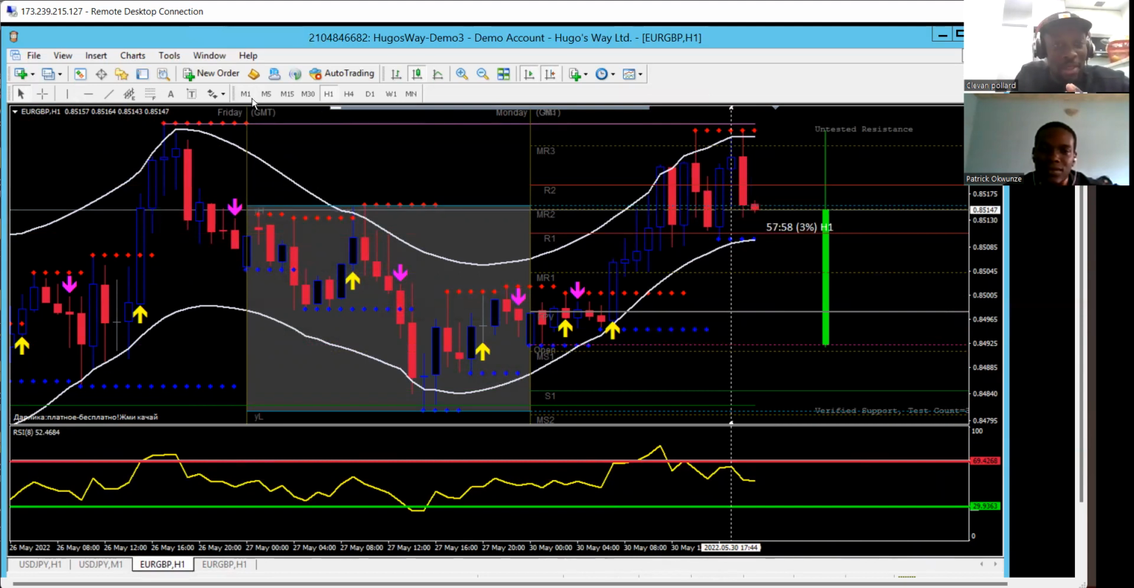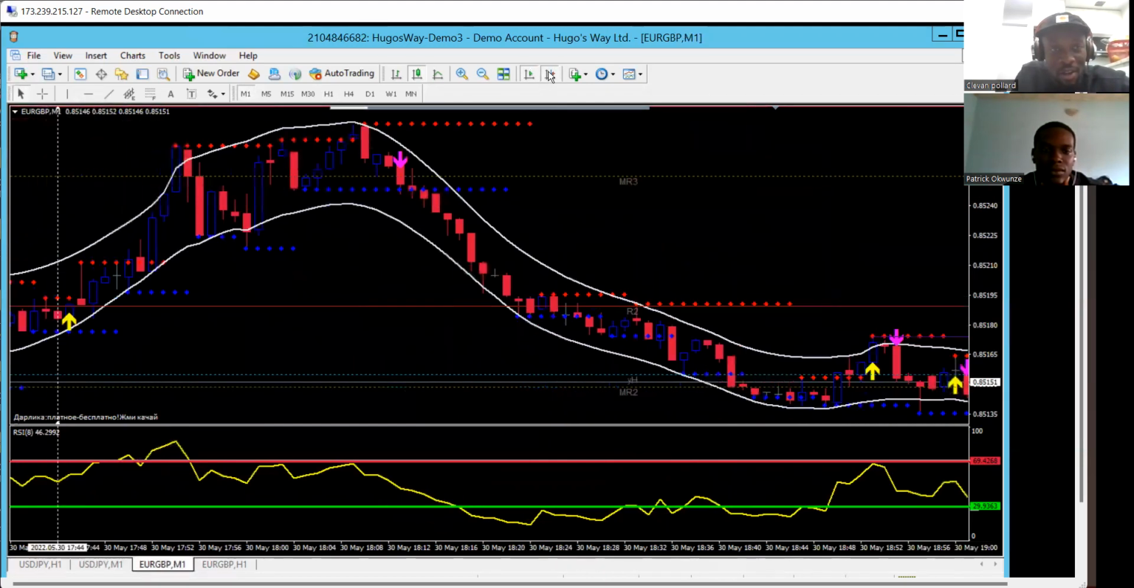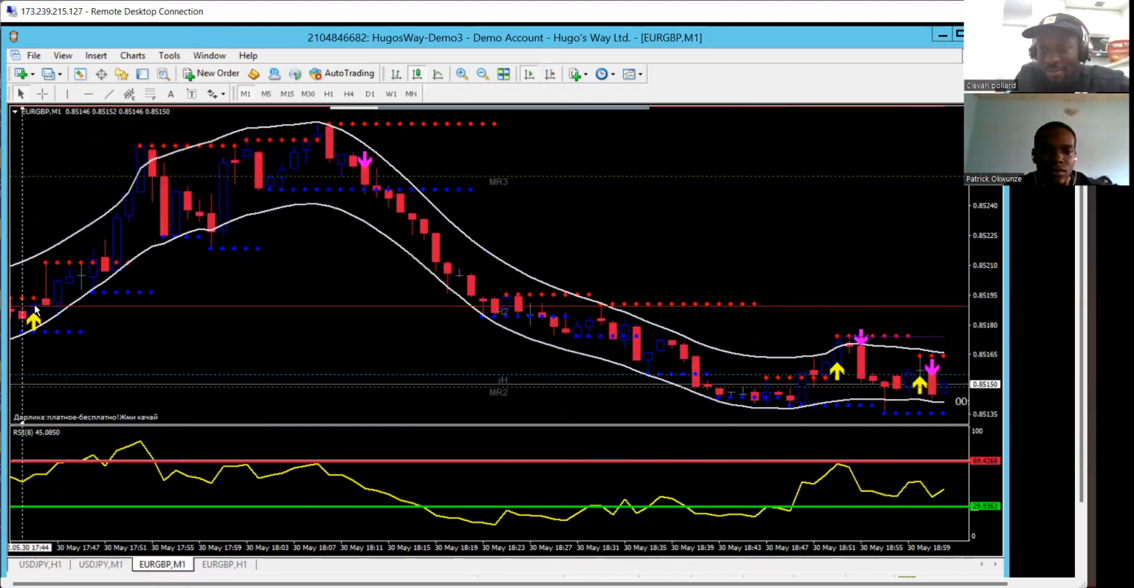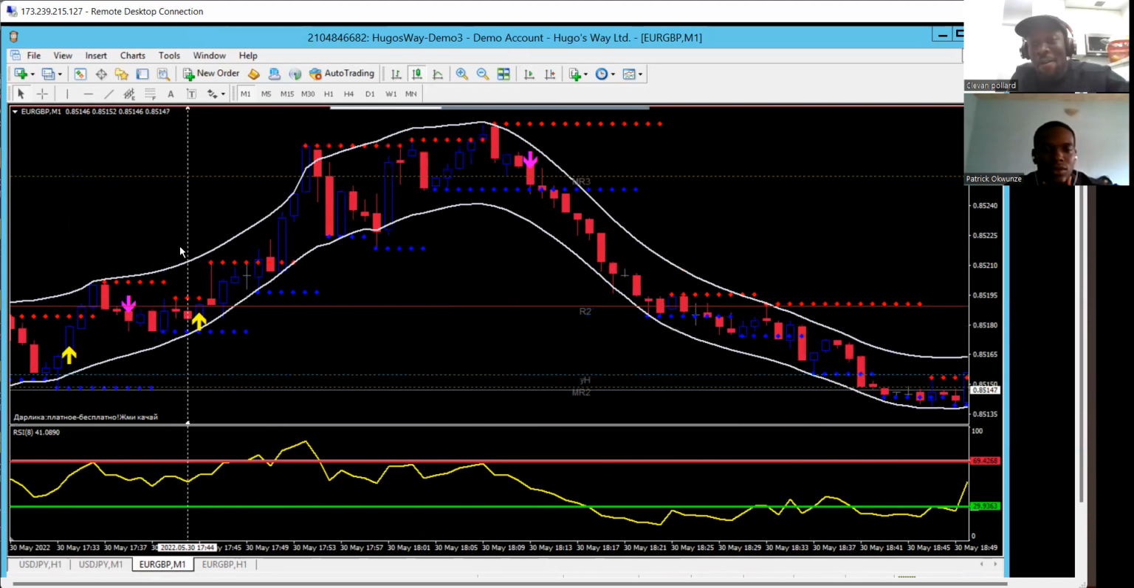Now, if I put this back on a 1 minute chart, you're going to see that little marker right here. Look at the marker. The marker is right over here. Hold on a second, bring this over. Look at the marker. Crazy, right?